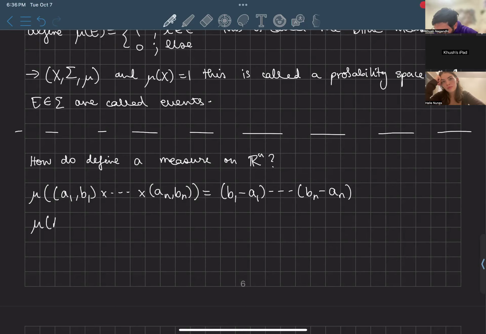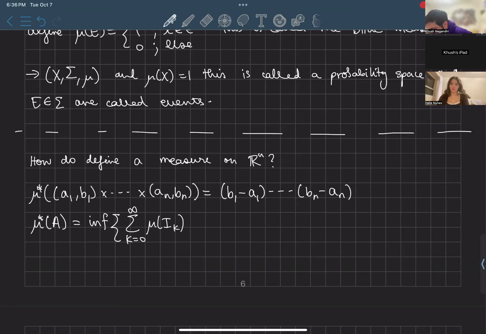And now I'm going to define mu of A. Actually, I'm going to call this mu star. You'll see in a second why. So this is the infimum over the sum from k equals 0 to infinity of mu of I_k, where the I_k are open boxes and A is covered by the I_k's.